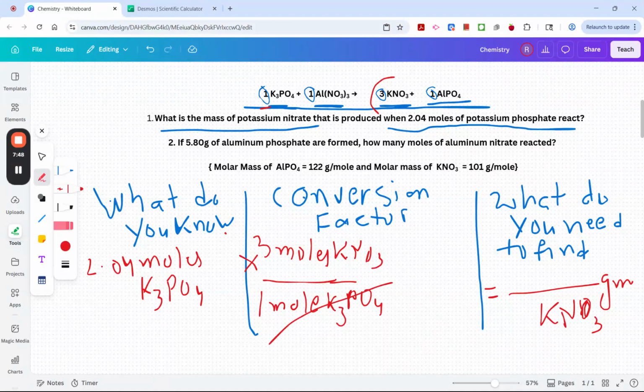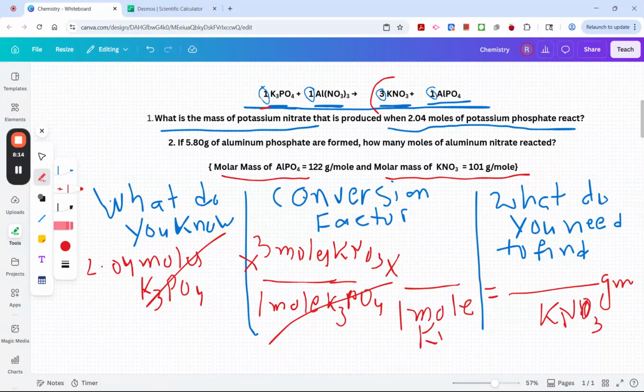Here we go. Moles out of potassium phosphate. We have moles of potassium nitrate, but we need the answer in grams. You can see we already have the molar mass of a few compounds ready here. So we can use the molar mass of potassium nitrate. I need to cancel the moles, so I will write 1 mole at the bottom. 1 mole of potassium nitrate in terms of grams is equal to 101 grams. Moles of nitrate out and grams of potassium nitrate in.